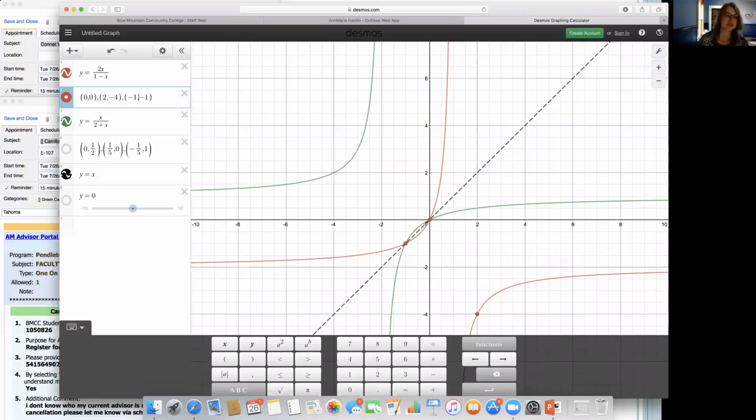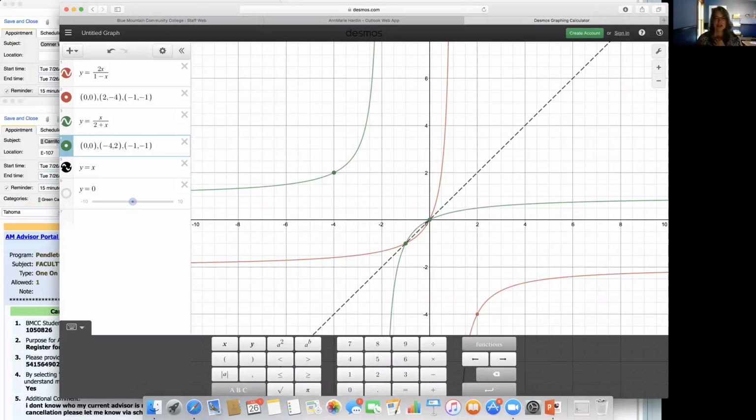If I did my inverse correctly, I should be able to swap my x's and y's in those 3 points and get points on my inverse. So 0, 0 is a palindrome. It looks like 0, 0. Yep, even if I swap them. Let's try 2, negative 4 on my original function. It should correspond to negative 4, 2 on my inverse, and yes, it does. And then we've got another palindrome: negative 1, negative 1. And yes, it also lies on the correct point.